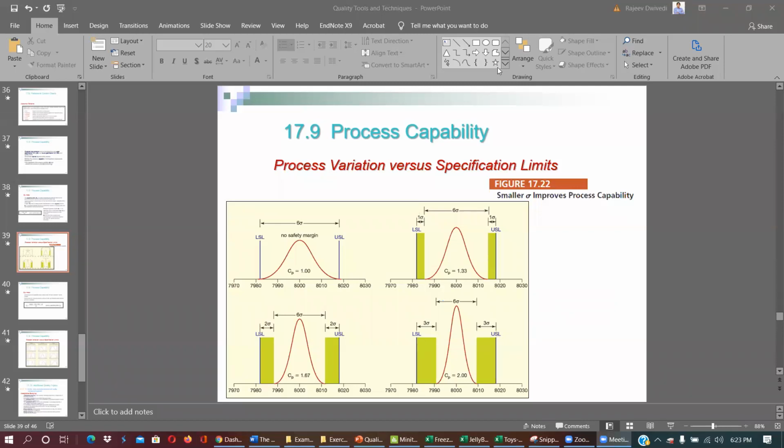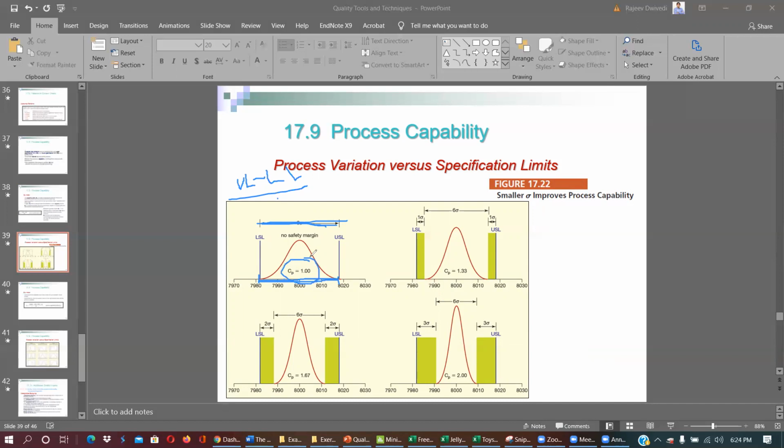Here you can see this situation. This is the lower limit and this is the upper limit. The distance between the upper limit and the lower limit is exactly the distance of 6 sigma. So that distance, upper limit minus lower limit, is just 6 sigma. That means this is divided by this part, which is 1.